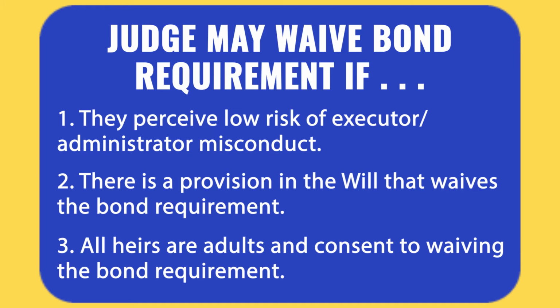If the judge requires the executor or administrator to take out a bond, they must do so before the court will issue a necessary document called order and letters. The letters prove the personal representative's authority to collect assets from the financial institutions, sell real property, and generally act on behalf of the estate.